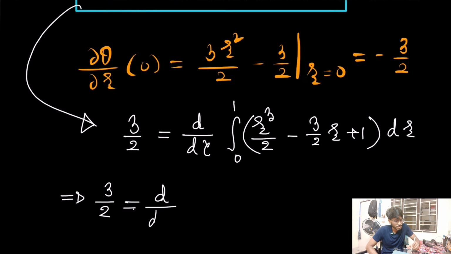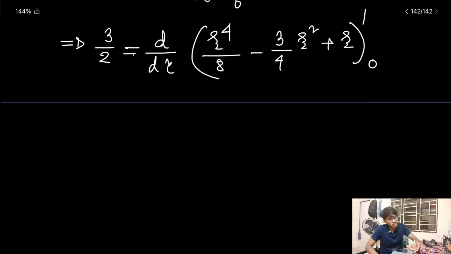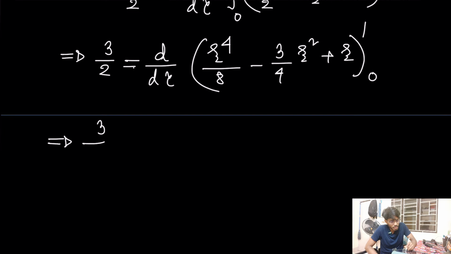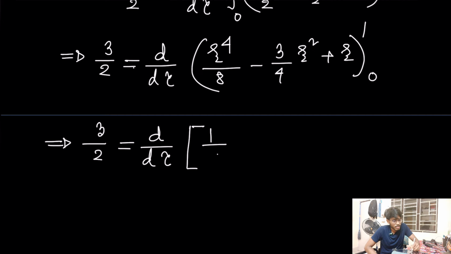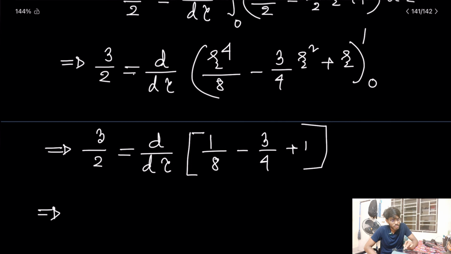So this one will be what? So zeta to the power 4 by 8 minus 3 by 4 into zeta square plus zeta, and I have the limit from 0 to 1, and that will be equal to 1 by 8 minus 3 by 4 plus 1.